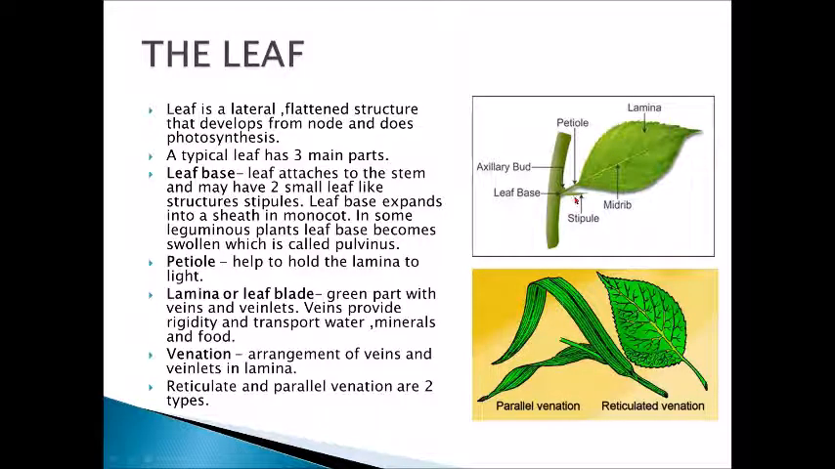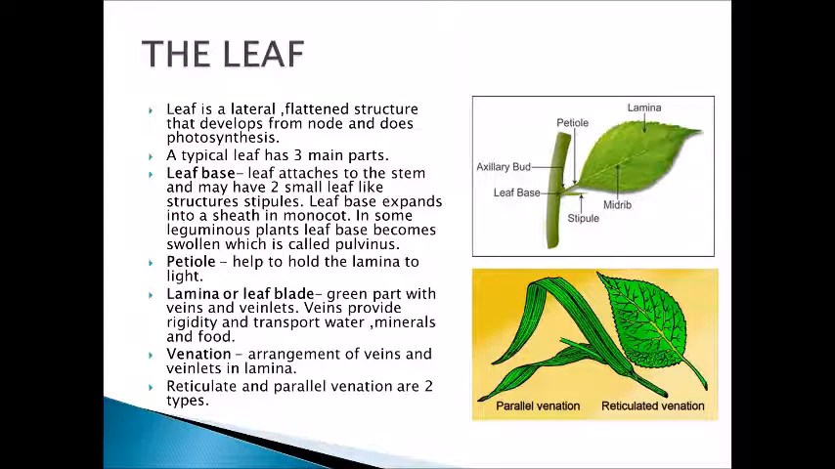Leaf base expands into a sheath-like structure in monocot plants, and that sheath-like structure covers the nodal region. While in some leguminous plants, the leaf base becomes swollen, and such a leaf base is called pulvinus.